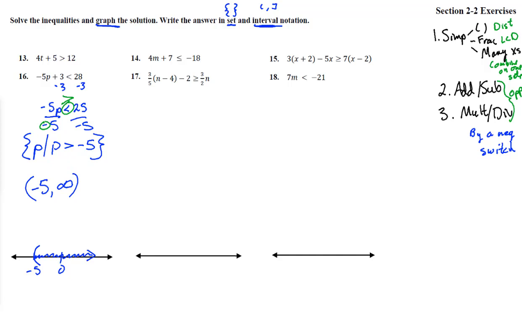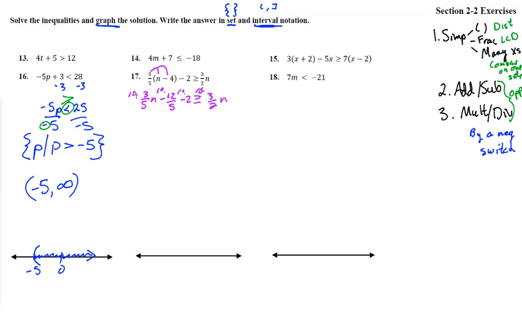Right on. Number 17. We start off, we have fractions and parentheses. Let's get those parentheses out of the way. 3/5 n minus 12/5 minus 2 greater than or equal to 3/2 n. Do we have fractions? Yeah, let's clear out these fractions. Multiply through by the common denominator of 5 and 2, which is 10. So let's times through by 10 everywhere. Now remember, you have to hit everything.